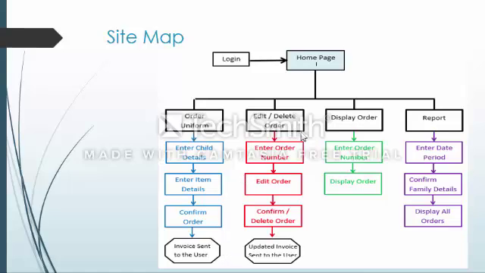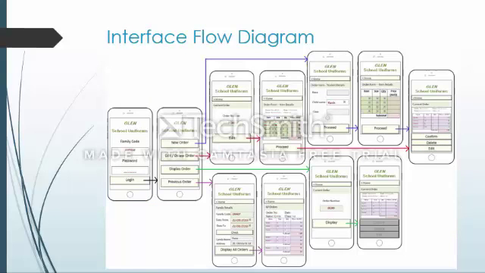In the Edit Delete section, you have to give the order number, then it shows you your current order and you can edit or delete the order. Then again, it sends an updated invoice to the customer. In the Display Order section, when you give the order number, it displays the current order. In the Report section, you have to enter the date period for the report. It gives you a chance to confirm your family details and then it shows all the orders for that time period.